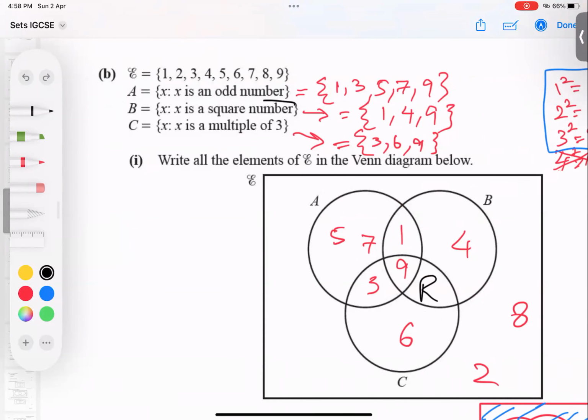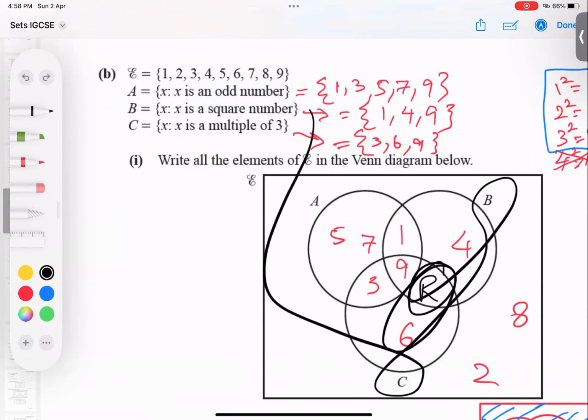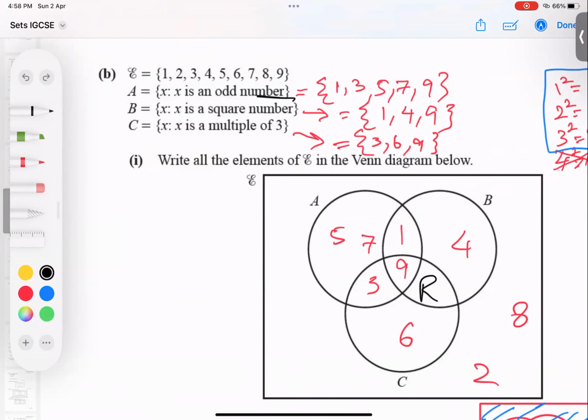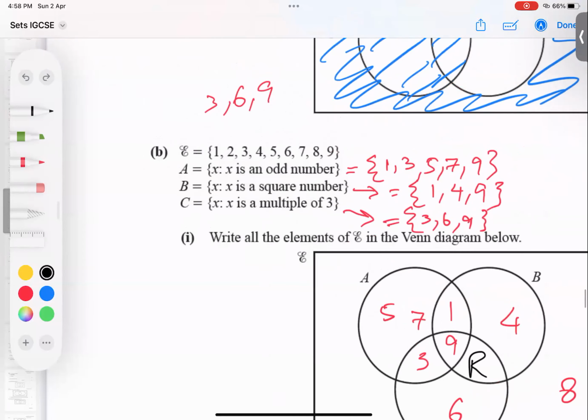Like which number is a square number and a multiple of 3? Look, the way of thinking. Again, repeat. R is common between the B and C circles. It means such a number which is common between the set of B and the set of C. It means such a number which is a square number and it must be a multiple of 3. Now, multiple of 3 and square number, interesting. How to get it? So let's try.